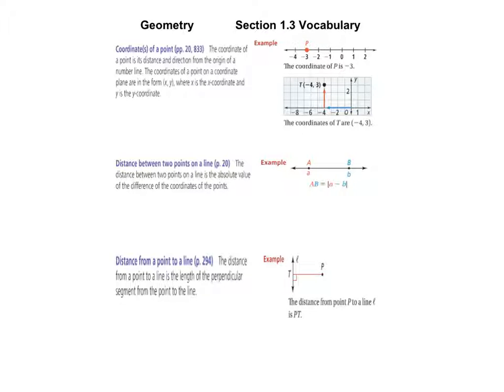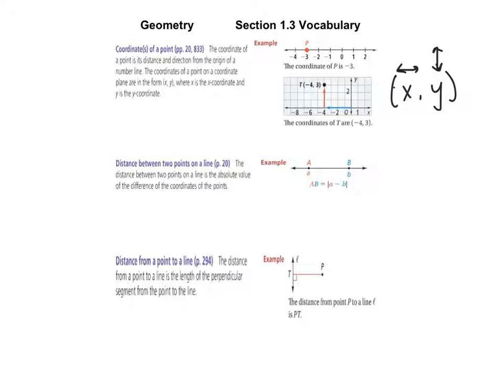Okay. The coordinates of a point on a coordinate plane are in the form of x, y. There's always two numbers, where x is the x coordinate and y is the y coordinate. So you'll see here in this example that you have a coordinate plane. Remember the x-axis, if you remember from Algebra 1, the x-axis is the one that goes from left to right. The y-axis is the one that goes up and down. And as we write coordinate points, it's always x first and y second. However far right or left we went, and then however far up or down we went, depending on obviously whether it's up, down, right, or left.